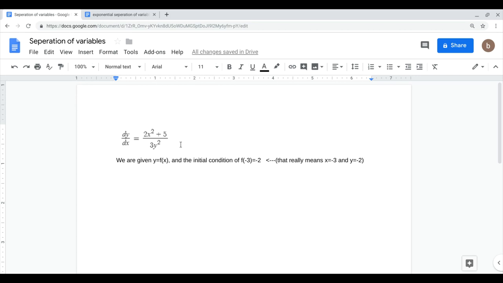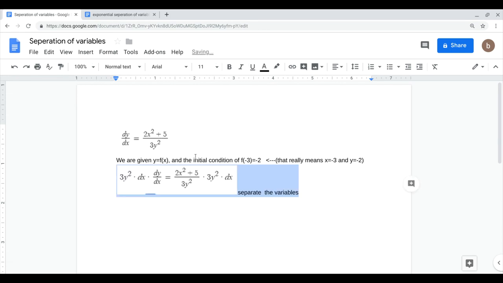And we're going to want to separate the variables, so we want the y's on one side and the x's on the other side. So we're going to multiply both sides by 3y squared. The 3y squared will cancel out. And then we're going to multiply both sides by dx. So the dx will cancel out on this side and will be on this side. So here's what we are doing for the separation of variables.